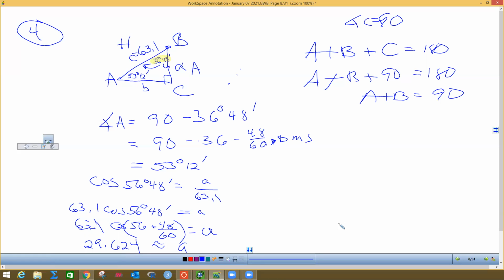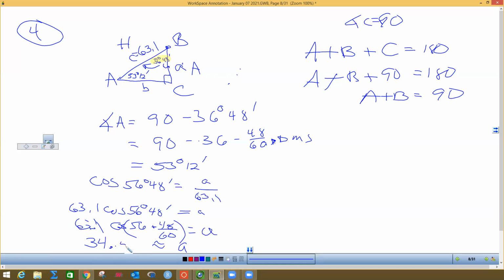63.1 cosine, 56 plus 48 divided by 60, I get 61.118. Anybody else get 61.118? Yep, 61.118. Anybody else get that? Let me check my mode. Oh, I'm in radians. 34.551. I didn't check my mode. If you're not in the right mode, you're going to get the wrong thing.